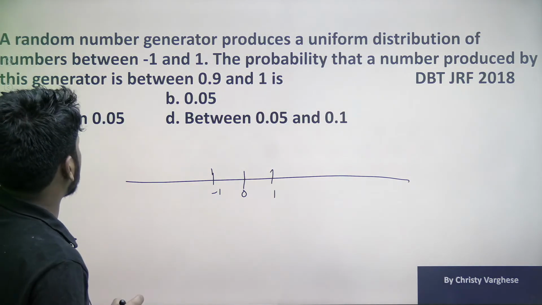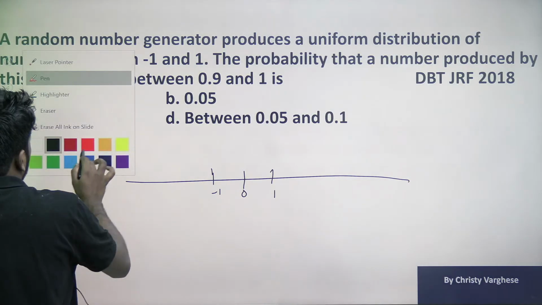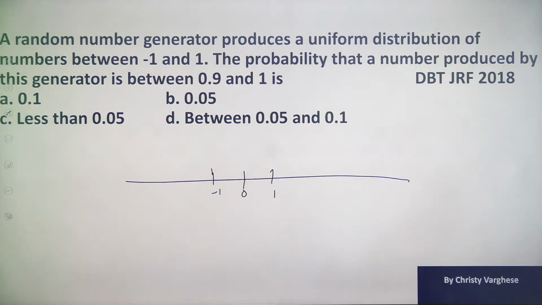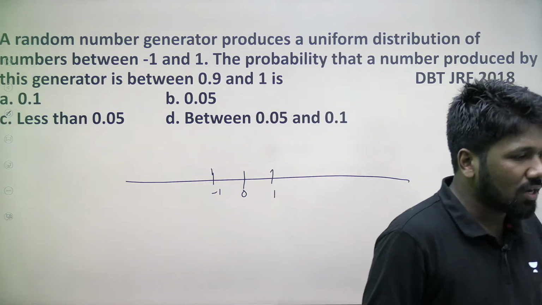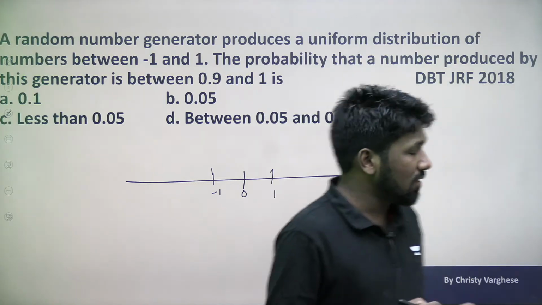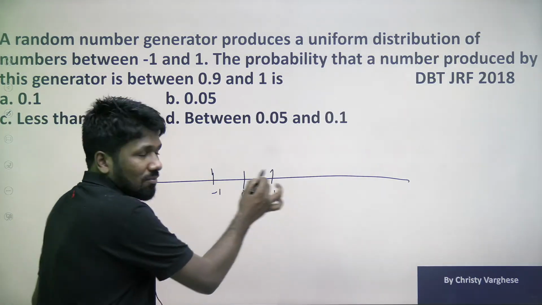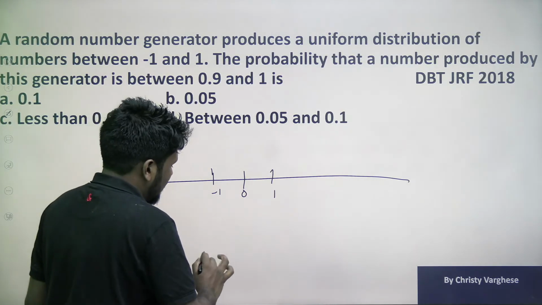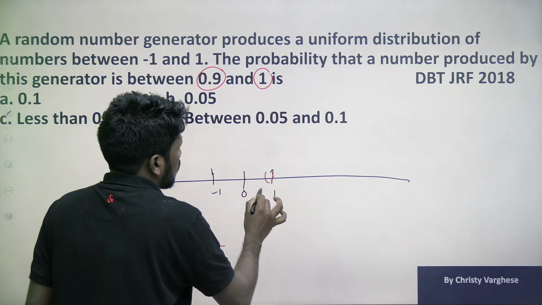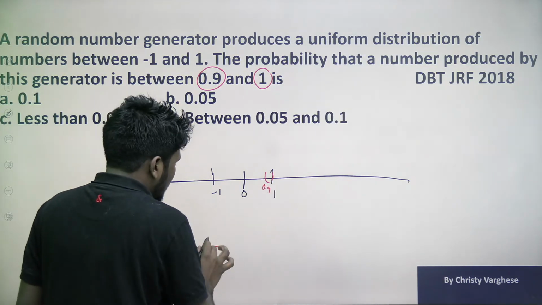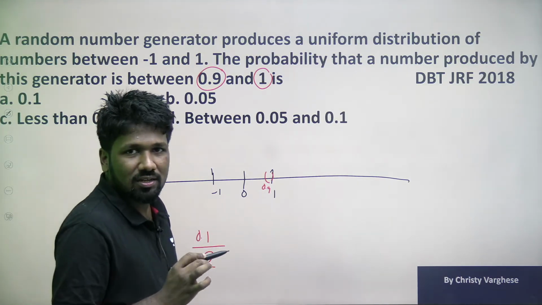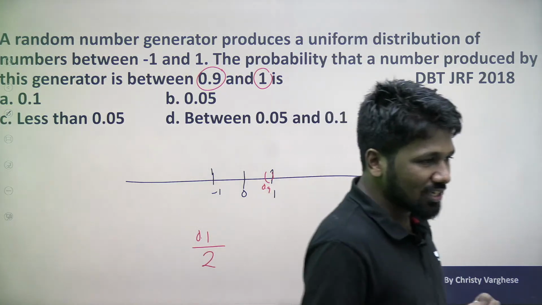The probability that a number produced by this generator is between 0.9 to 1. You can think of it like centimeters and millimeters. 1 centimeter is 10 millimeters. So -1 to 1 is 2 centimeters. Out of that, what is the required range? 0.9 to 1. That is just 1 millimeter, and 1 millimeter means 0.1 centimeter. With respect to centimeters and millimeters, if you understand, it is easy.